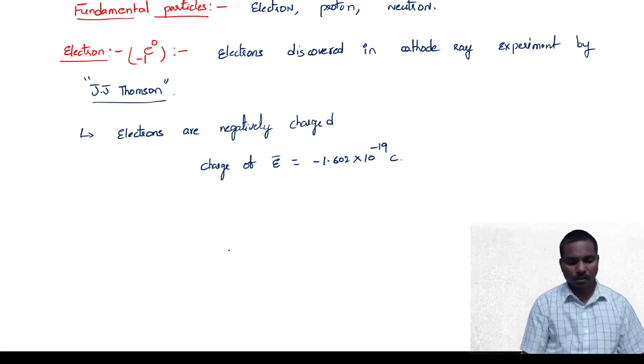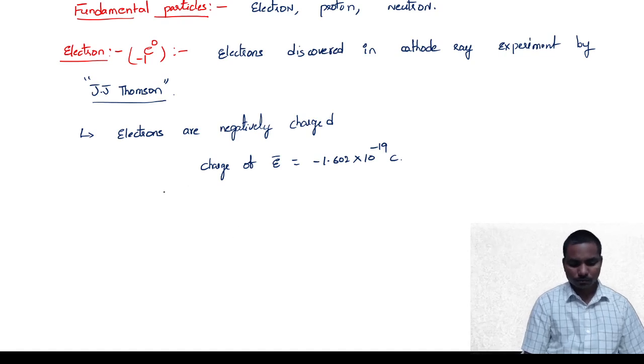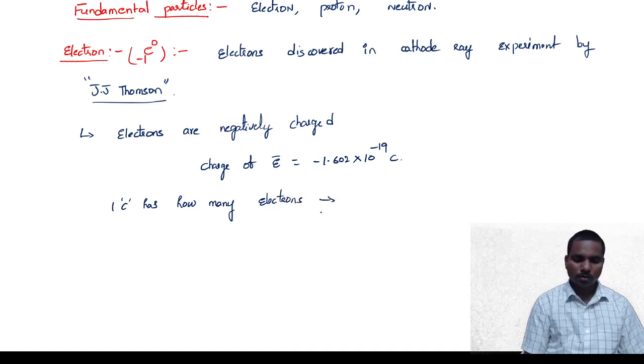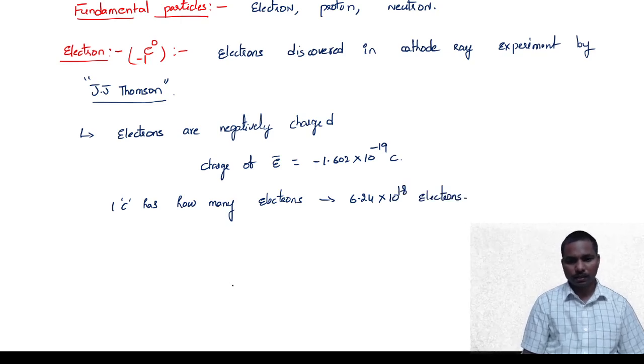Sometimes they will ask a question like, 1 coulomb has how many electrons? So what is the answer in this case? 1 coulomb is equivalent to 6.24 into 10 power 18 electrons.